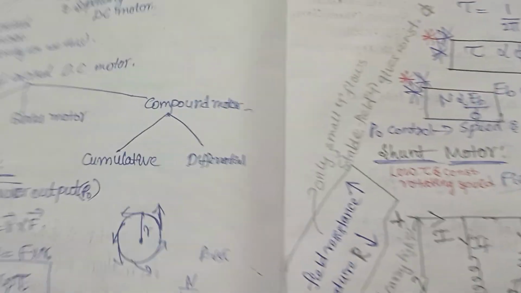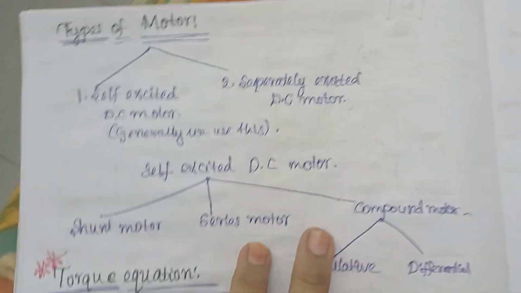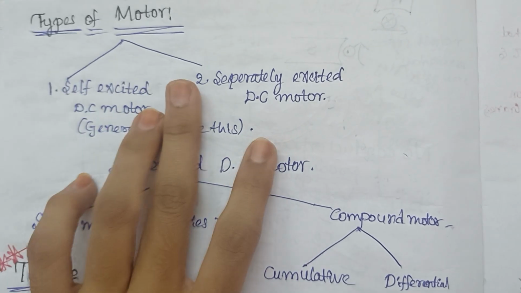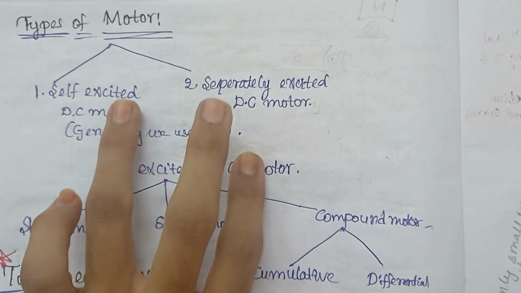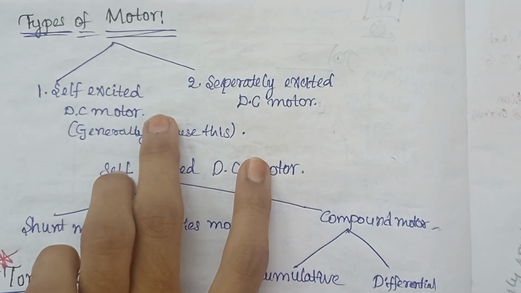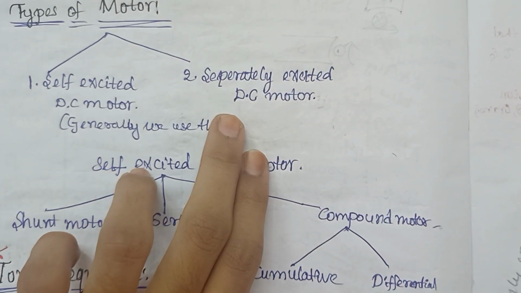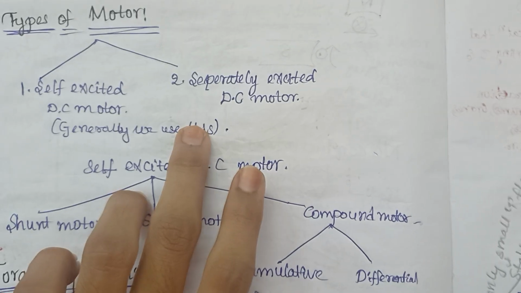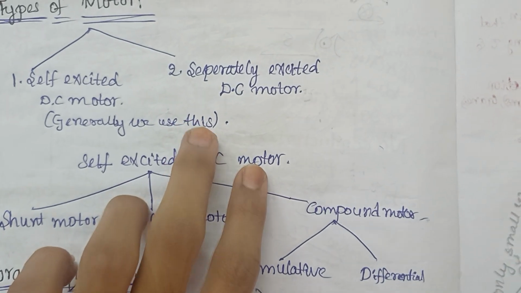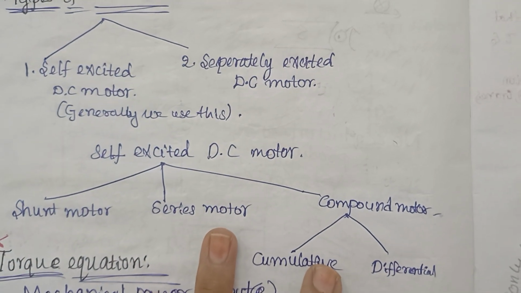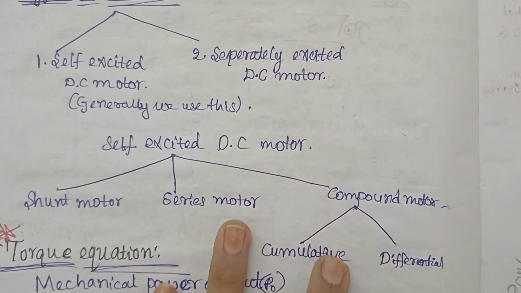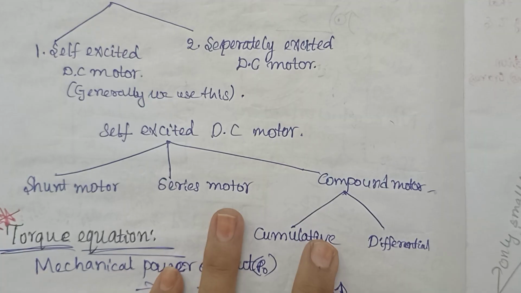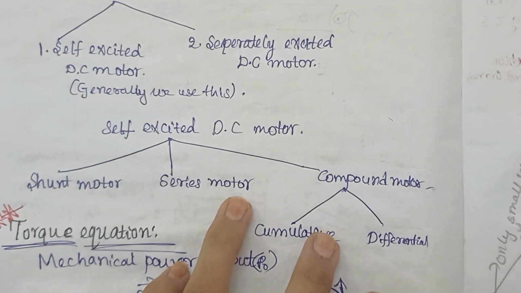See, in this self-excited DC motor, firstly, coming to the types of motor, you will have AC and then DC. Now coming to the DC motor, you will have self-excited DC motor and then separately excited DC motor. So generally we use self-excited DC motor. Separately excited DC motor will not be used much because in the case of a separately excited motor, the motor will run dangerously at a high speed when there is no back EMF.